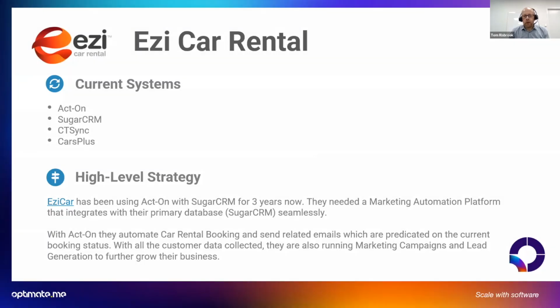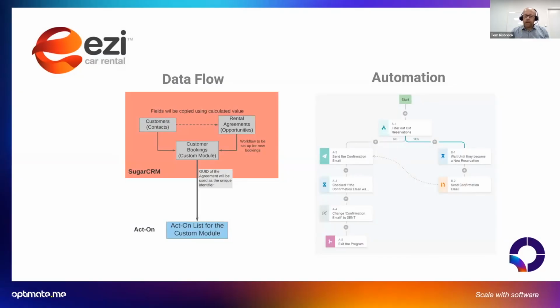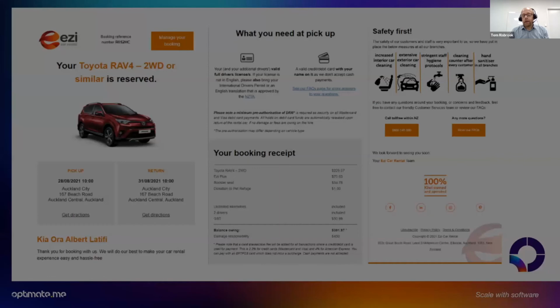Here's another example of a client using it. This is a company called Easy Car Rental. They have been using Acton for some time, and they use Acton mostly for their automated program for their car rental bookings. You can see here that inside their system, they have rental agreements, and they have bookings. On the right-hand side, we have the example of the automation track, where we're in effect triggering different emails at certain times. To make things even more complex, here's an example of the email.